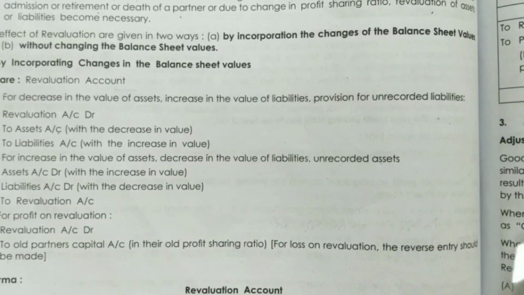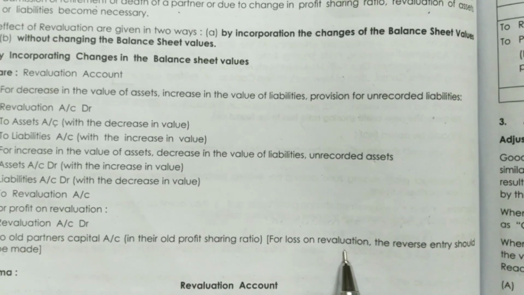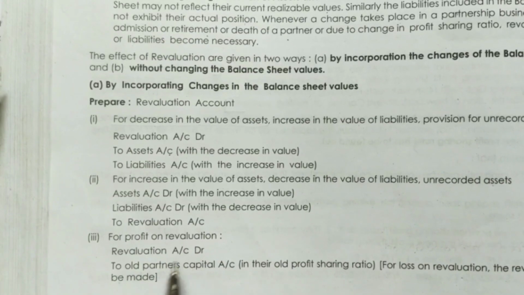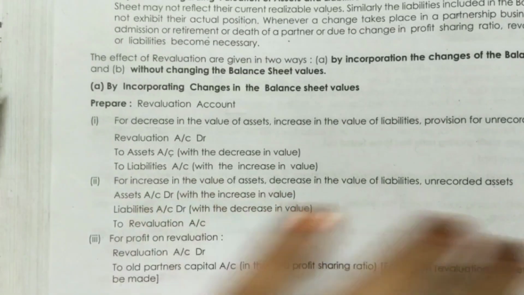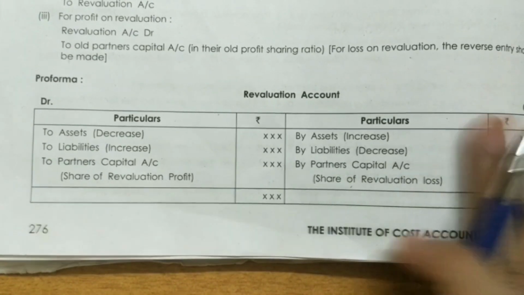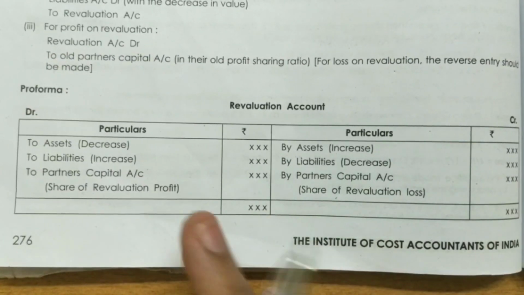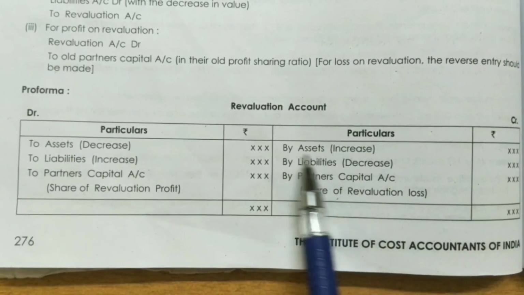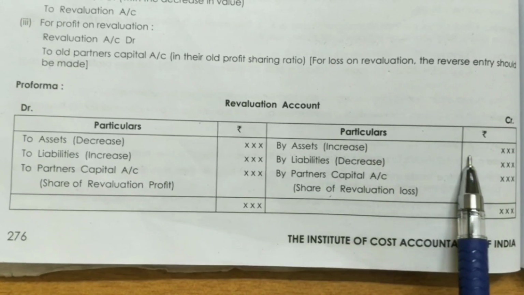In case of revaluation profit, what is going to happen? Revaluation account debit to old partners' capital. We have to share that profit into old partners' capital in their old profit sharing ratio. In the case of loss, we have to reverse this journal entry: old partners' capital account debit to revaluation account. Now this is how we prepare a revaluation account.